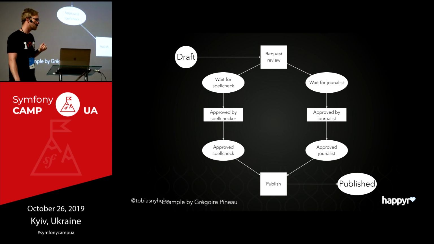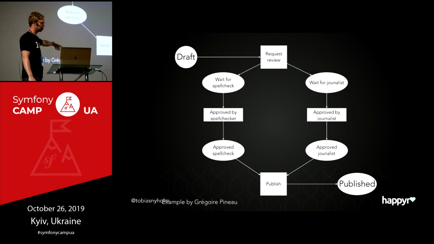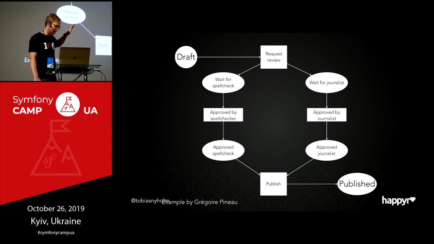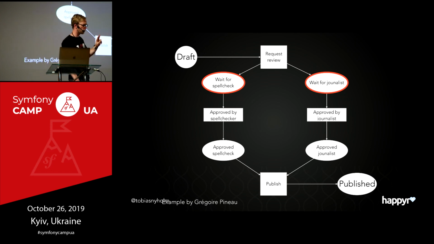And this is an example from Gregory. He made this example to demonstrate a workflow. So basically, this is how you publish an article. You are in draft, you do the transitions, request a review, you get into two places at the same time. This is unique for the workflow. You can be in two places at the same time. And the spell checker is probably automatic and quick. And then you have to wait for a journalist.